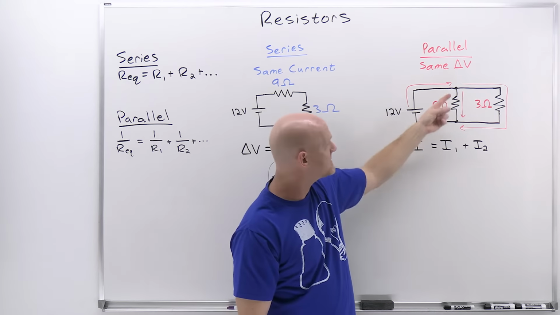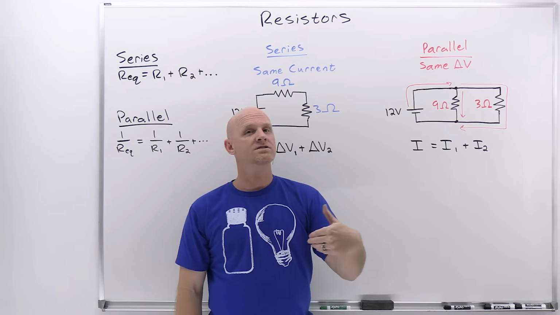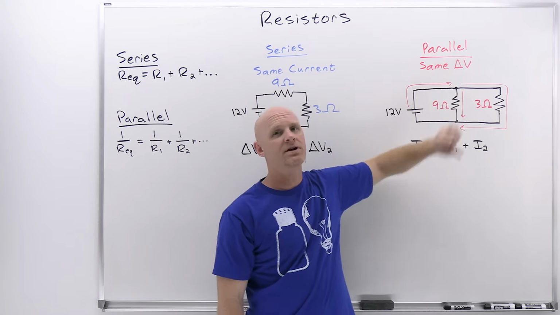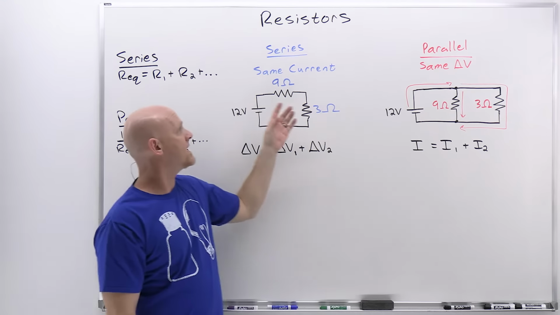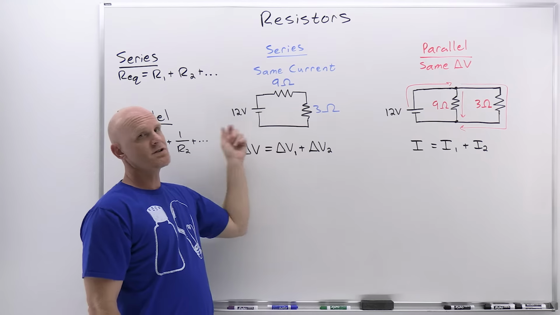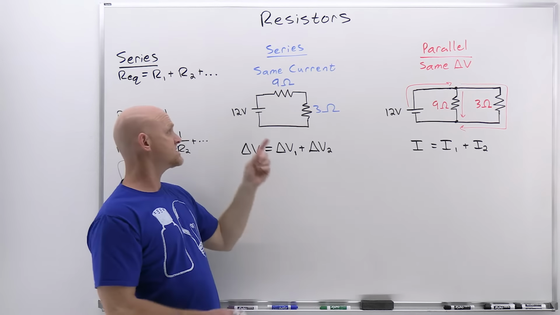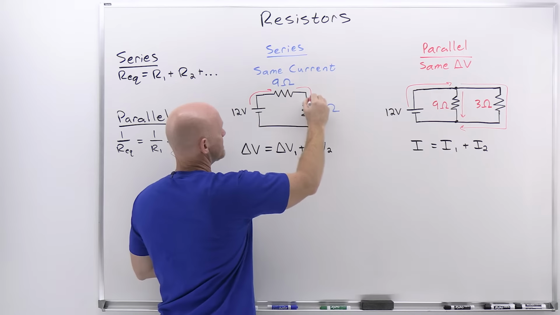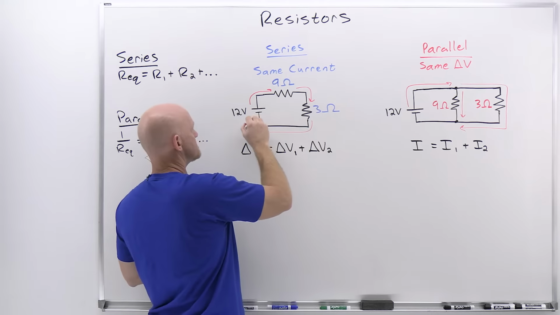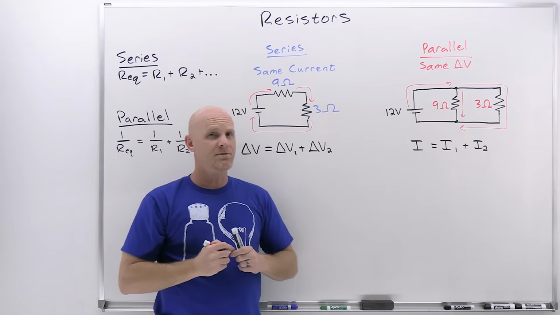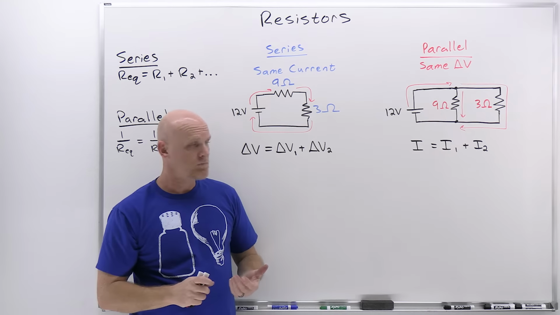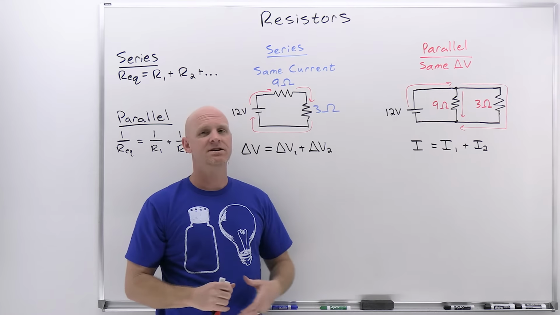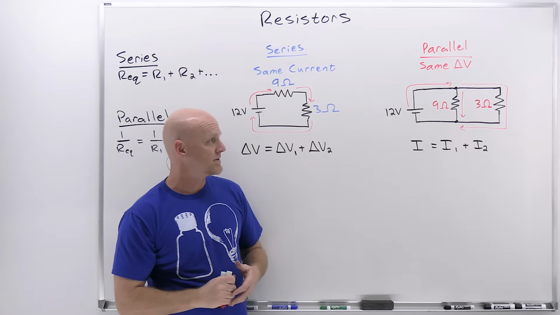But again, between any 2 points in a circuit, regardless of what pathway you take, the potential difference will always be the same, and that's why they're going to have the same delta V here. So going back to series here, notice there's no junctions here. There's no alternate pathways. There's just a single pathway. The current that leaves the battery flows through the 9 ohm resistor, then flows through the 3 ohm resistor, and then flows back to the negative terminal of the battery, and that's the way it's going to work. All right, so identifying resistors in series and parallel is exactly the same as identifying capacitors in series and parallel.